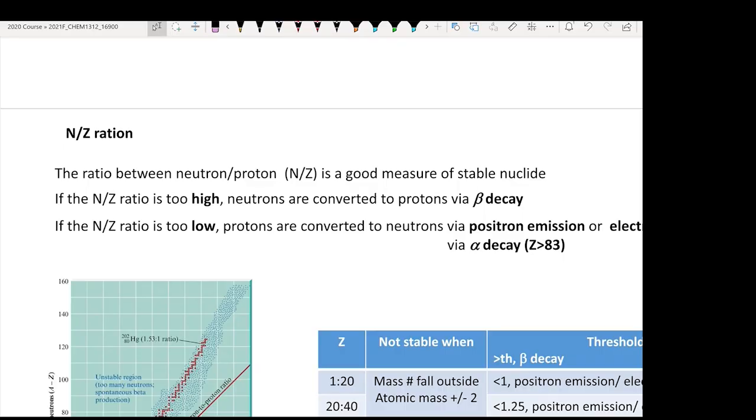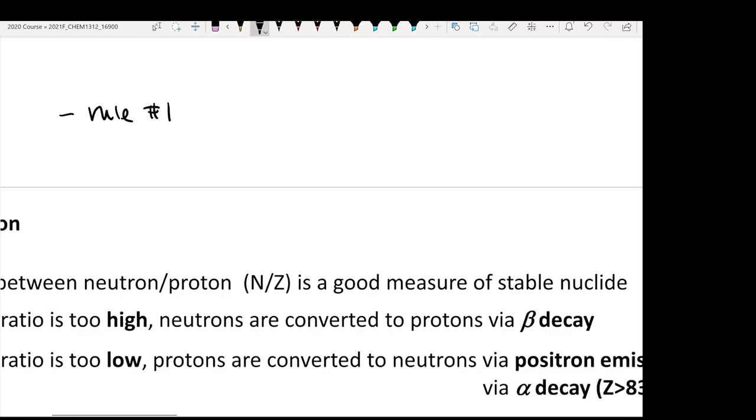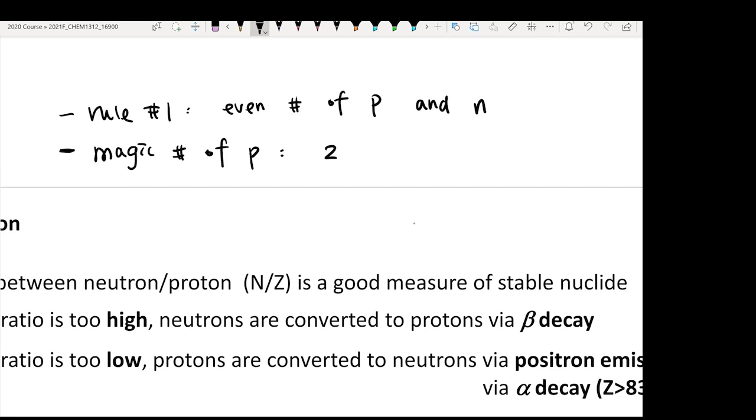How do you judge whether an atom is stable or not? So in your textbook, they provide very simple rules. If you see an atom that has an even number of protons and neutrons, then it will be stable. Another rule is that some atoms will be super stable if they have a magic number of protons. And those numbers are 2, 8, 28, 82, 20, 50, and 126.